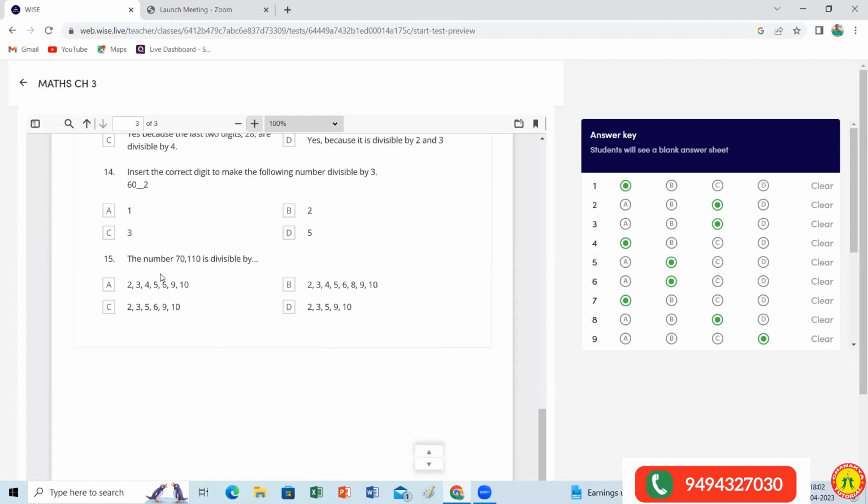Ashwath, is the 15th question also yours? Yes, ma'am. The number 70,110 is divisible by 2. Sum of digits: 7 plus 0 plus 1 plus 1 is 9, which is also divisible by 3. If 2 and 3 are true, it is divisible by 6. And the last digit is 0, so it is divisible by 5 and 10. Now check with the units place, the 4 table. So the 8 table, please, 110.